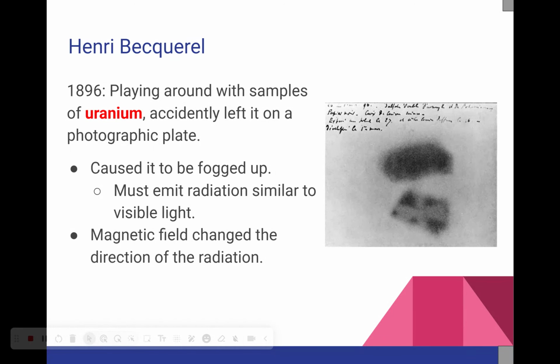Now, about the only other thing that he really actively does with this, as far as, let's call it formal experiments, is he does observe that if the rocks are a distance away from the photographic plate and there's a magnetic field between them, perpendicular of course, he can actually make the radiation change the path it takes to get to the photographic plate. So it's acting kind of like the way we would think of charged particles, right?